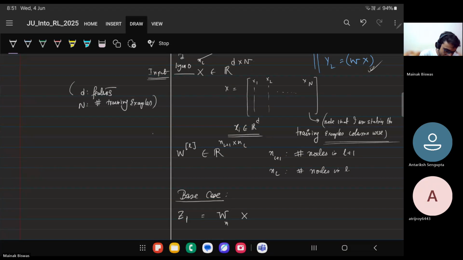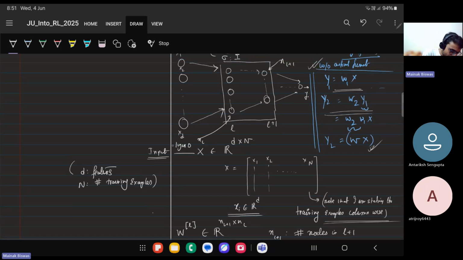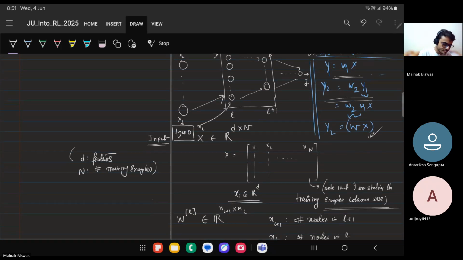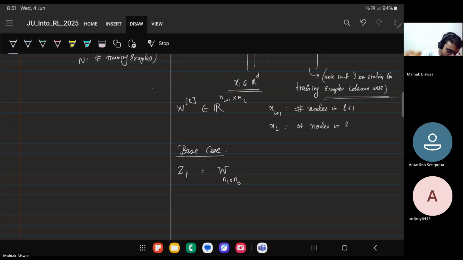Correct. N1 cross N0. Layer 0, I said, the first one. N0 is d-dimensional, yes or no? Yes, that should be D. Correct. And now this is D cross N, so you get Z to be N1 cross N.